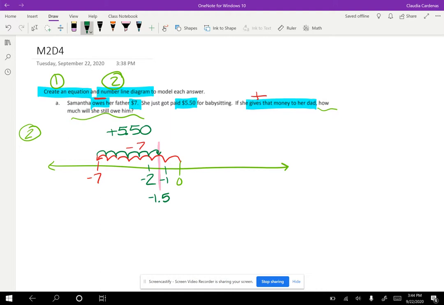So now that we have the number line drawn out, we know how much money she still owes her dad: she owes him $1.50. Let's go ahead and write that in a sentence. She still owes dad $1.50, right? We showed on the number line the owing of $7, the paying back of $5.50, but she still has a negative amount that she owes him. More specifically, it is $1.50. All right. So we have the number line drawn out, and we have the answer to the question.